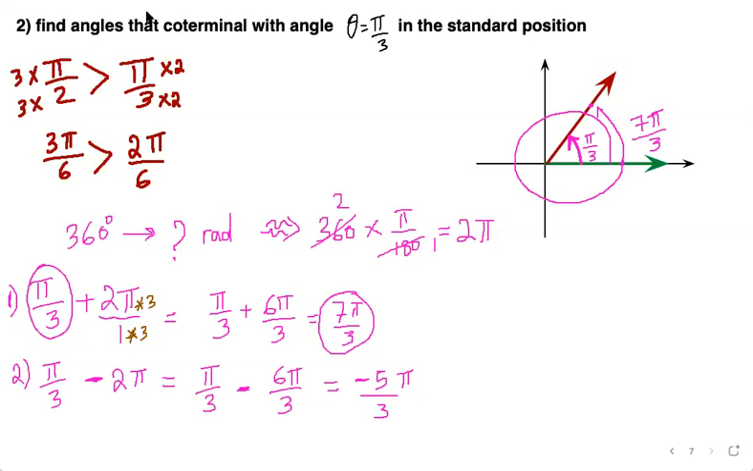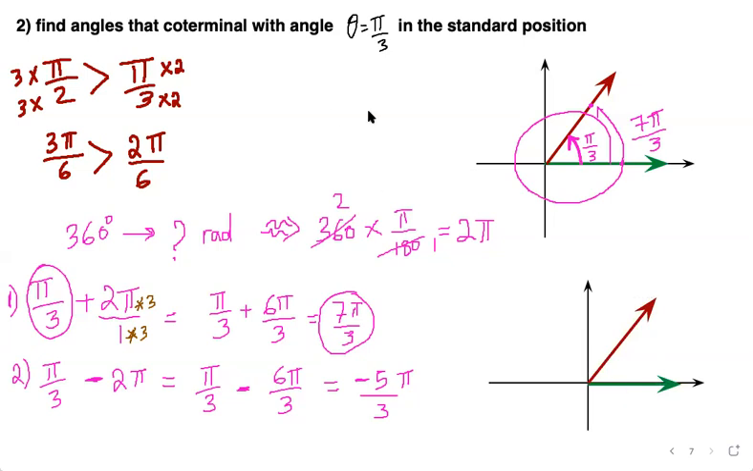So here is the graph of this angle. Here is my Cartesian plane. This is my x-axis, and this is my y-axis. Here is the positive x-axis, the initial side. This is my terminal side here. So the angle looks like this.